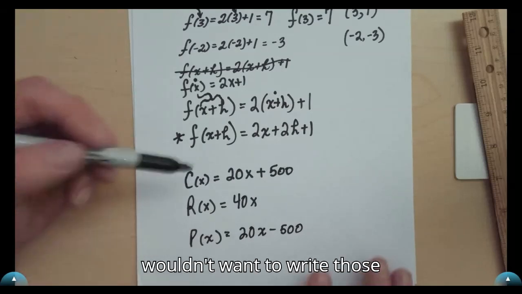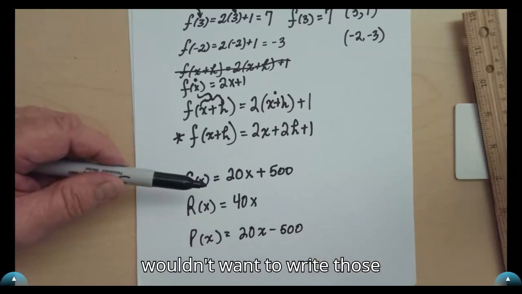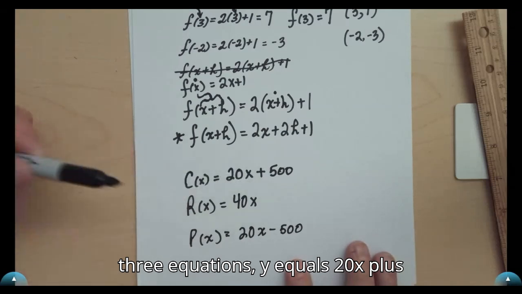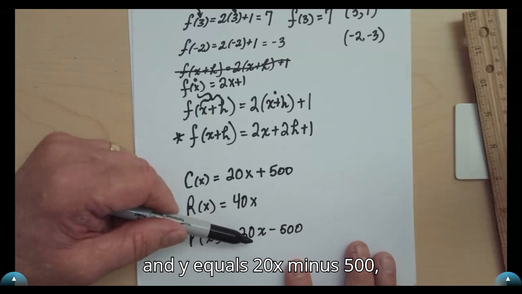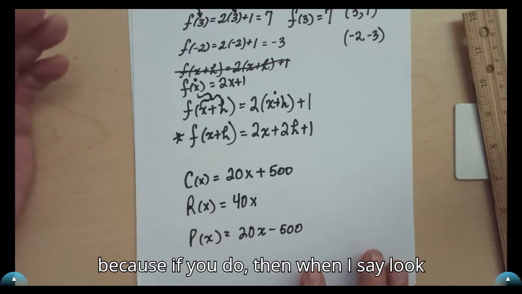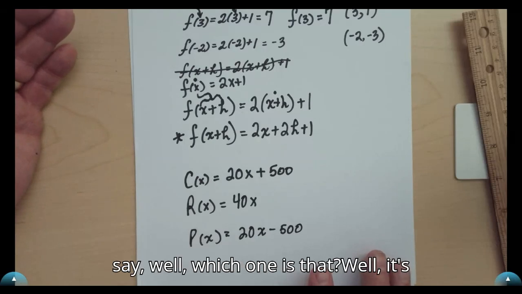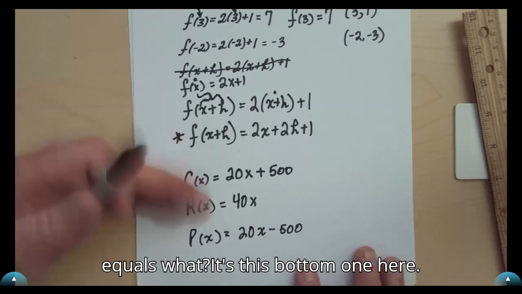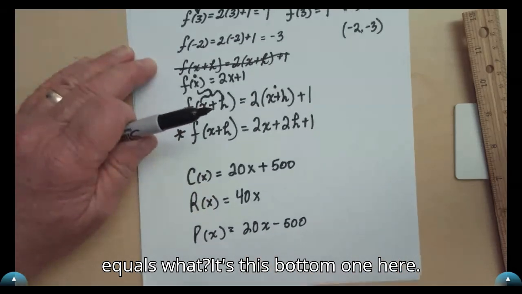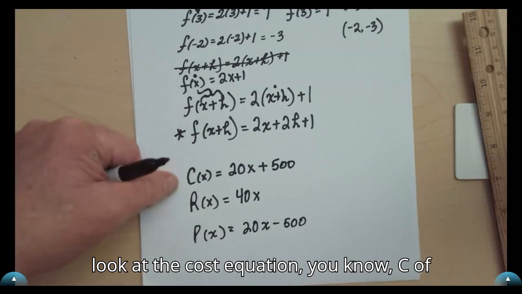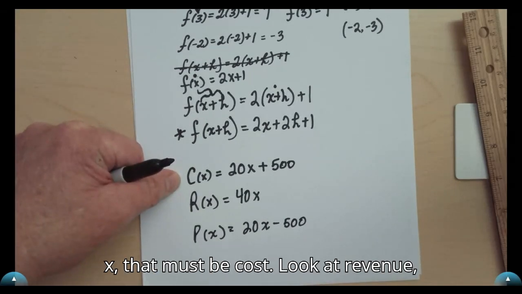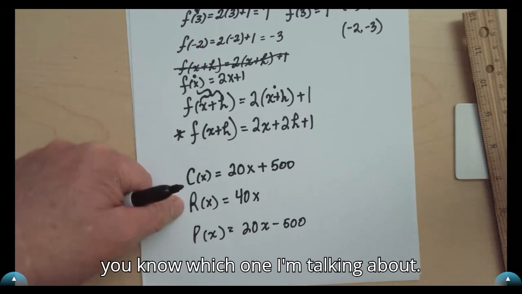So you wouldn't want to write those three equations as y equals 20x plus 500, y equals 40x, and y equals 20x minus 500, because if you do, then when I say look at the profit equation, you're going to say, well, which one is that? Well, it's the one that says y equals, yeah, y equals what? It's this bottom one here. But see, this way, when I tell you to look at the cost equation, you know, C of X, that must be cost. Look at revenue, you know which one I'm talking about.